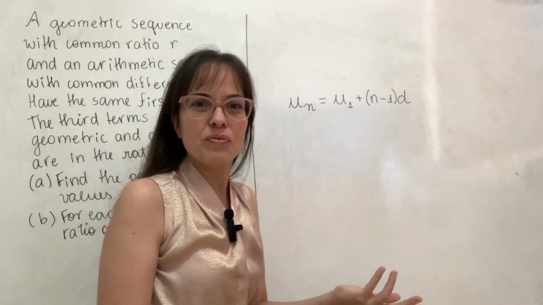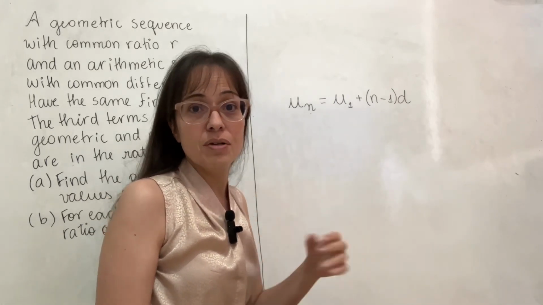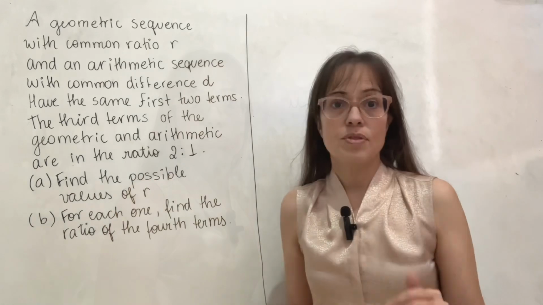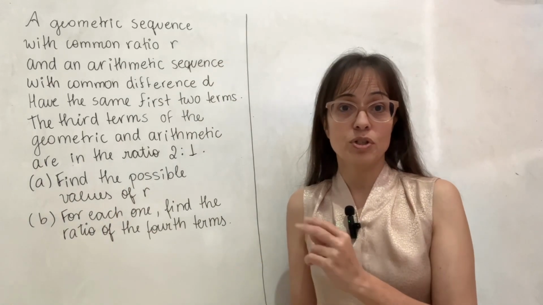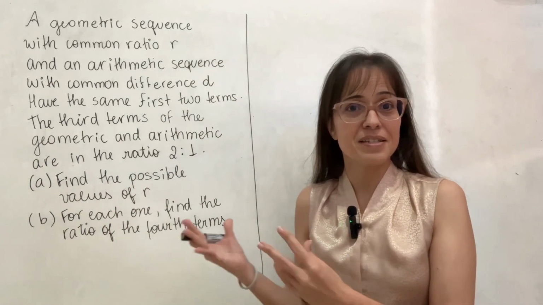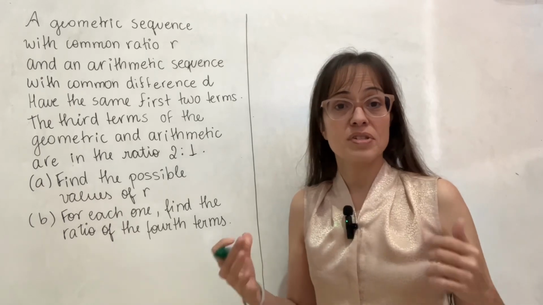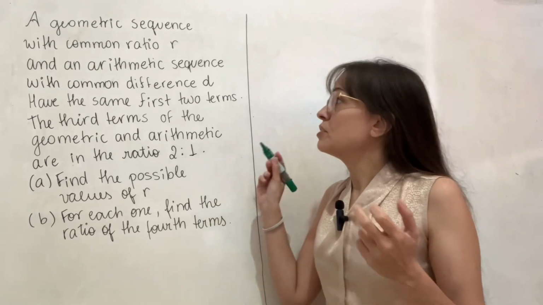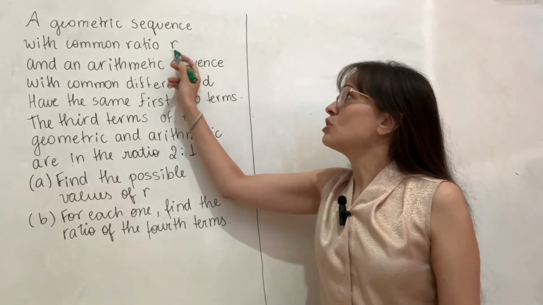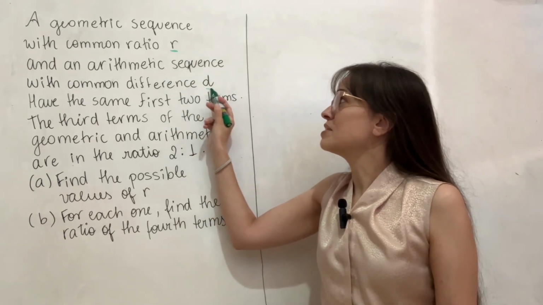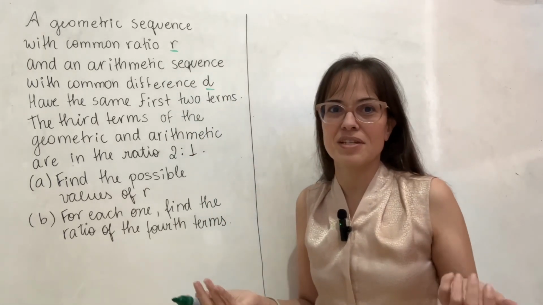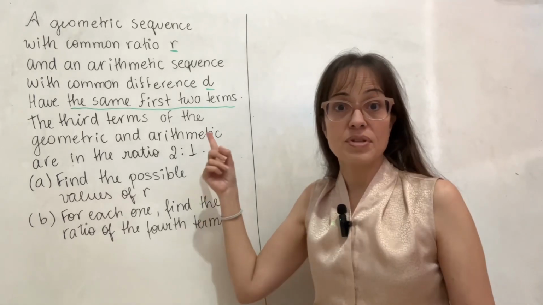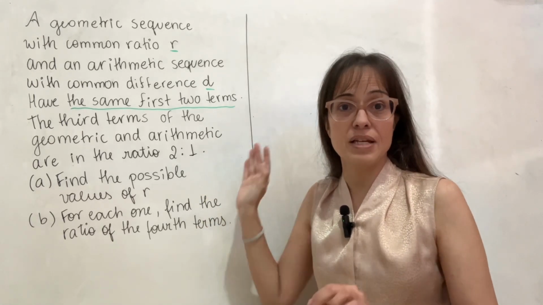You know three of them, and then you just plug everything in here and find the value of the fourth. This problem is going to require you to do a little bit more than that because it doesn't give you much. You know that there is an arithmetic sequence and a geometric sequence involved, but the only thing he says is that the common ratio is R and the common difference is D, which honestly is not saying anything at all. Now, the same first two terms is saying something.